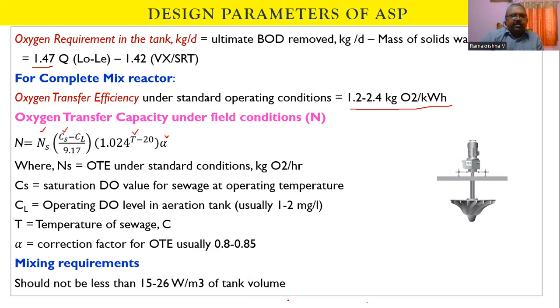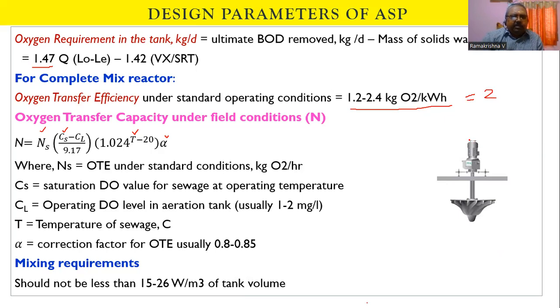The oxygen transfer efficiencies are usually given by the supplier. If the data is known, we can make use of this equation. If the data is not known, we can straight away use these empirical values between 1.2 to 2.4, and usually we adopt around 2 kg of oxygen per kilowatt hour. Using this, we'll calculate the power requirement, and we can also convert that value into HP.